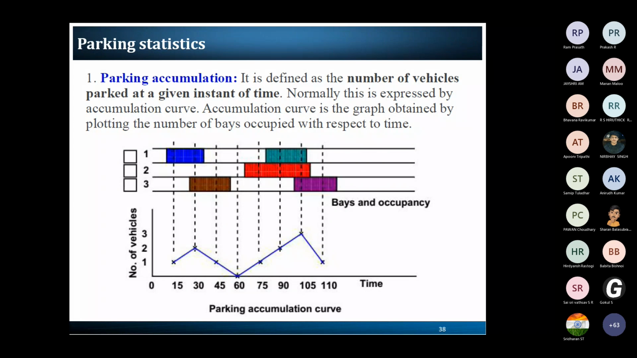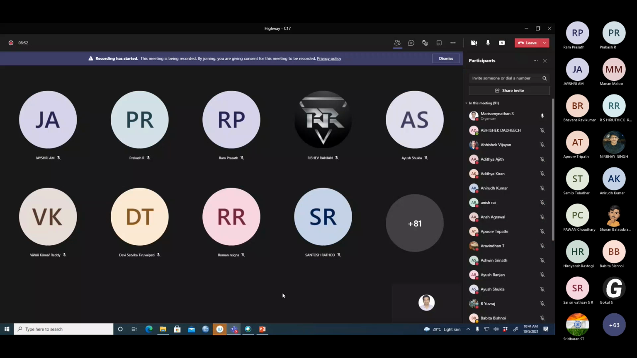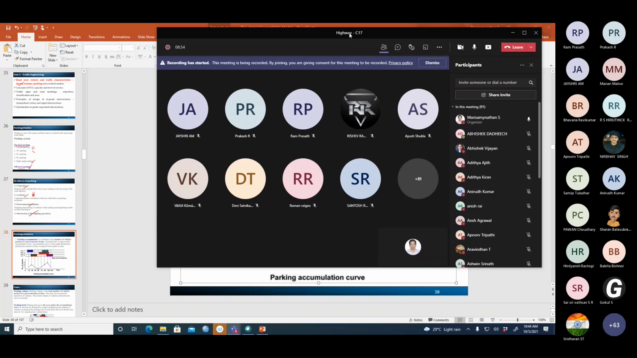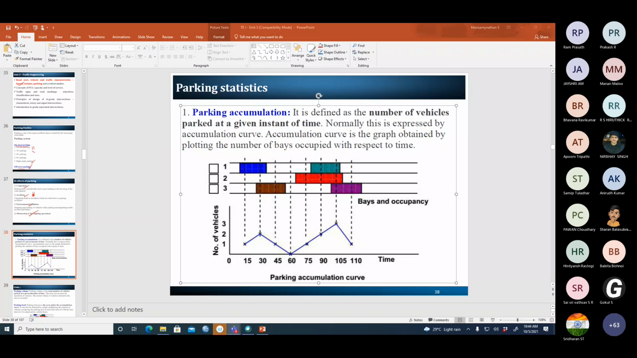Basically what is happening in the sense, how we are doing the parking. Okay, the meeting is recording, okay.